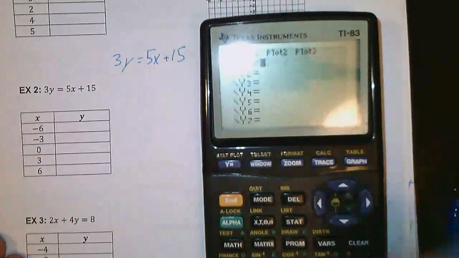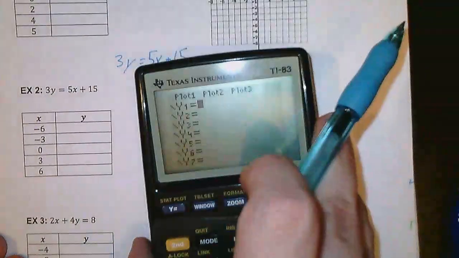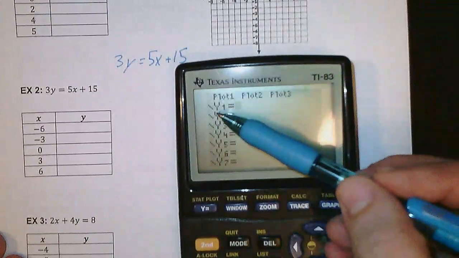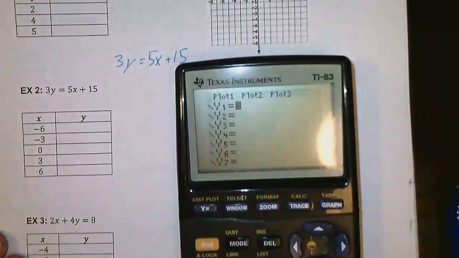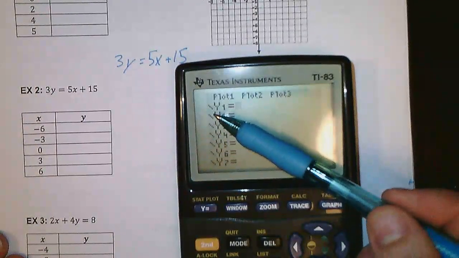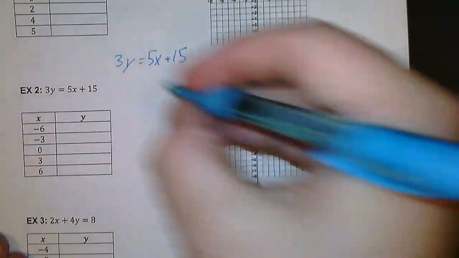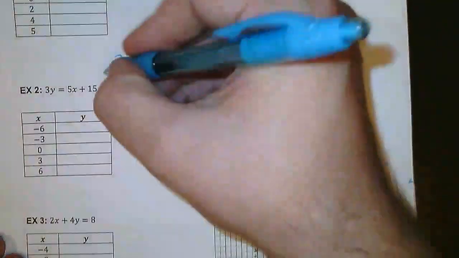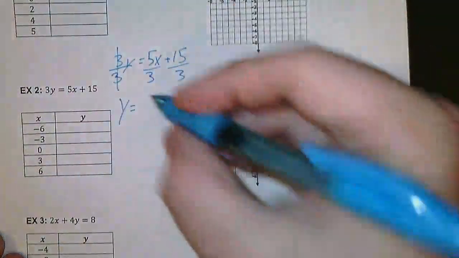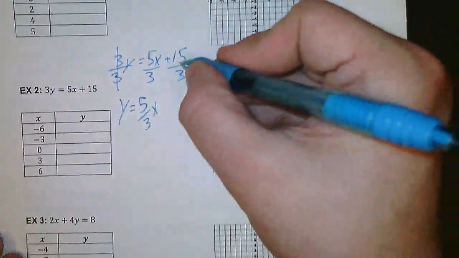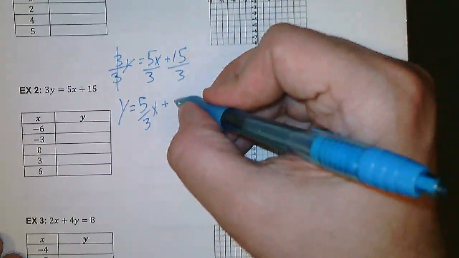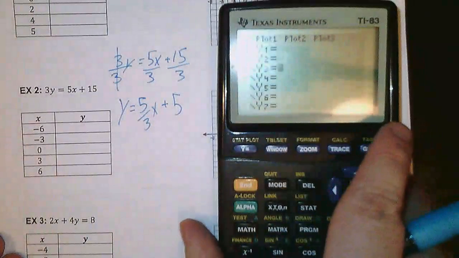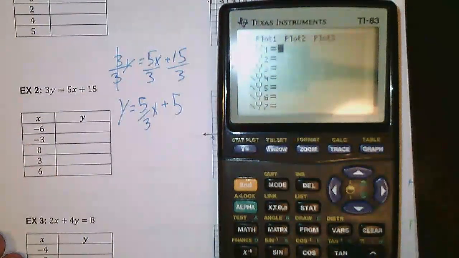If I go to y equals, there's no way to type in a coefficient of 3 in front of the y. We have to be solved for y. All that means is that we're going to divide everything here by 3. And now y is by itself. I have 5/3 x plus 15 divided by 3 is 5. And now I can go into y1 and do 5/3 times x plus 5.